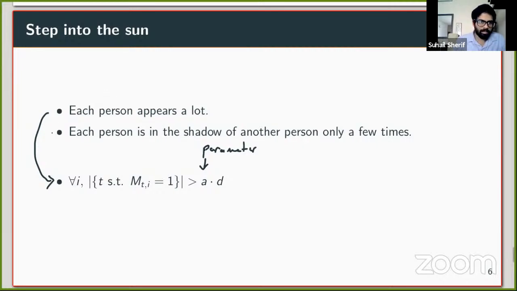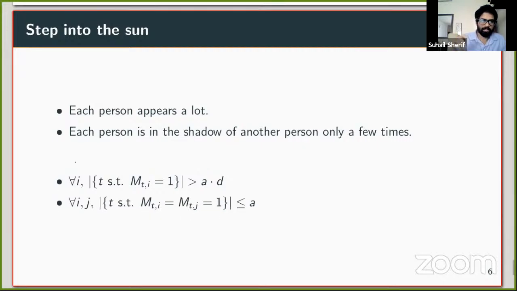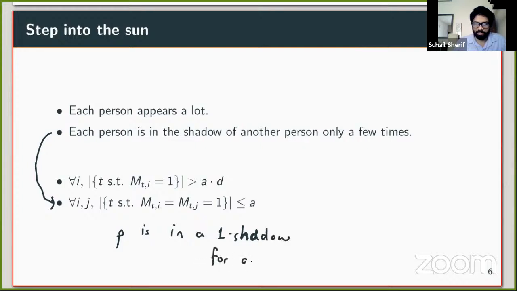The second condition, if we want to write it formally, is basically, oops, I wrote it on the wrong slide, is this one. So for any two people, the number of tests where both of them appear, so this means that the number of cases where I is in J's shadow or J is in I's shadow, is at most A. What this implies is that for any person P, P is in a one shadow, a shadow cast by one person, for at most A tests. At most A of P's tests were covered.